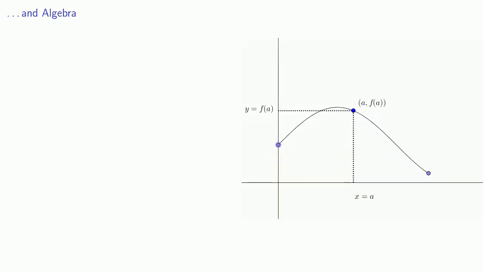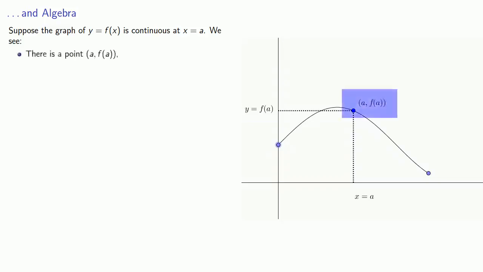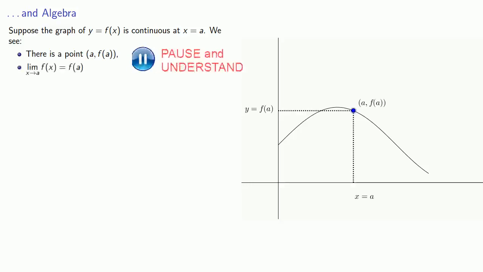And so we'll run a little bit of analysis here. So suppose my graph is continuous at some point where x is equal to a. Then I notice that there's two important things that happen. First of all, there's actually a point on the graph, a, f of a. Moreover, as we get close to x equal to a, our y values get close to f of a. And since y equals f of x, this means that the limit as x approaches a is f of a.